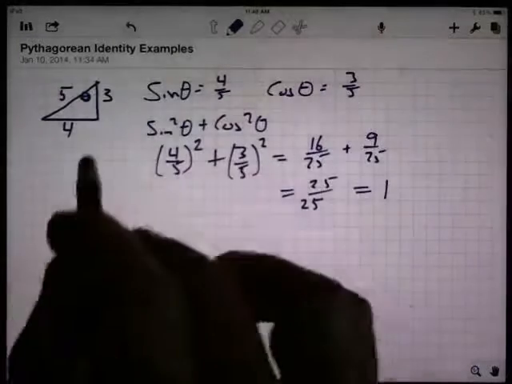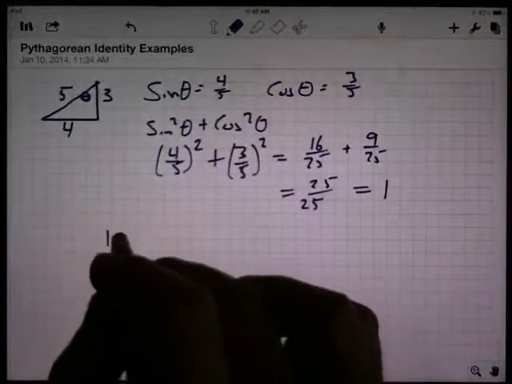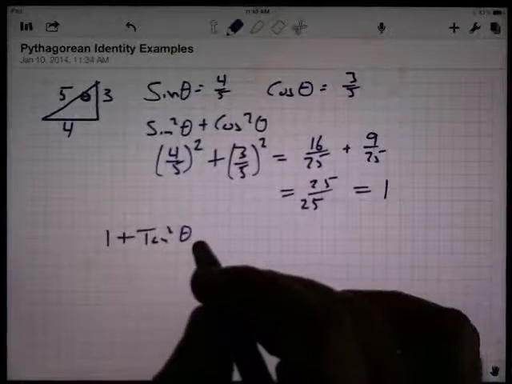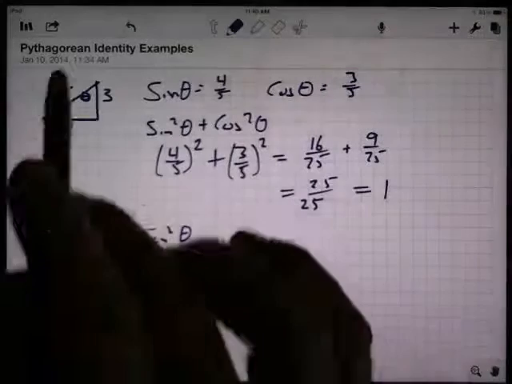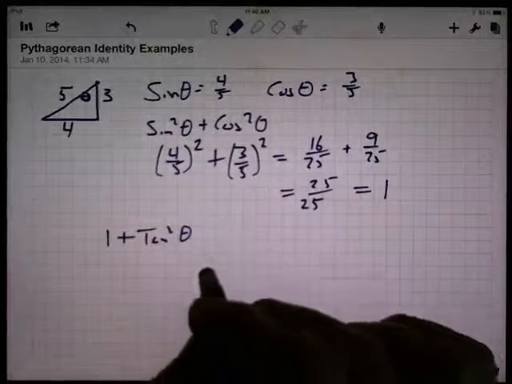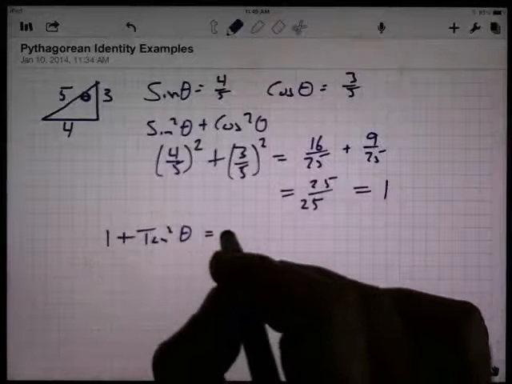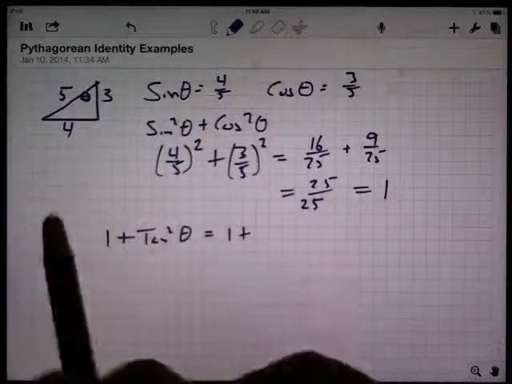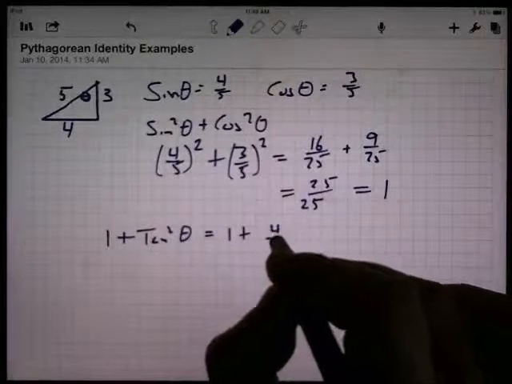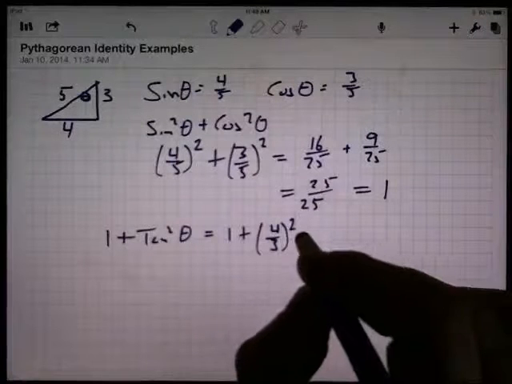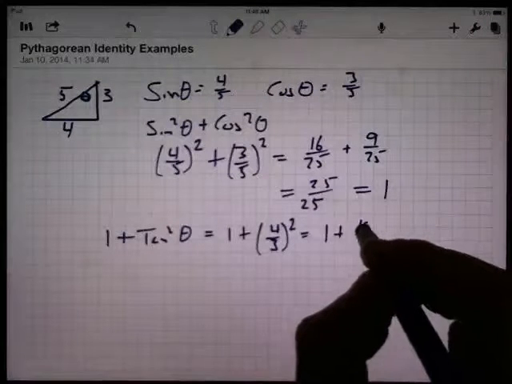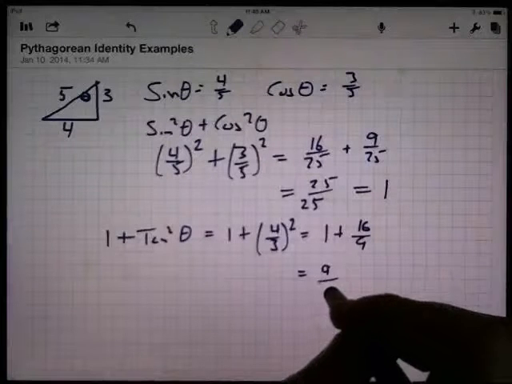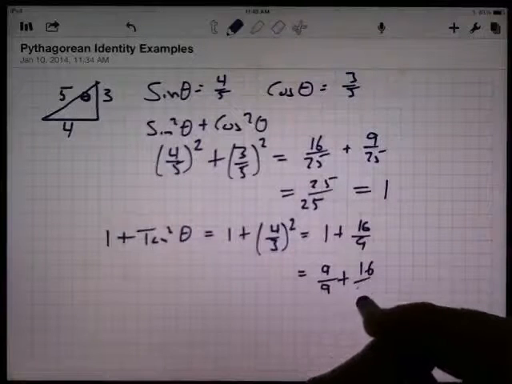The other trig identities, let's just take a look at them. If I look at 1 plus the tangent squared theta, these are the other Pythagorean identities. They are trig identities, but they're specifically Pythagorean trig identities. So this would be 1 plus, now the tangent of theta is opposite over adjacent, so 4 over 3. And I want the tangent squared. So I'm looking at 1 plus 16 over 9. Getting a common denominator, let's write that as 9 over 9 plus 16 over 9.